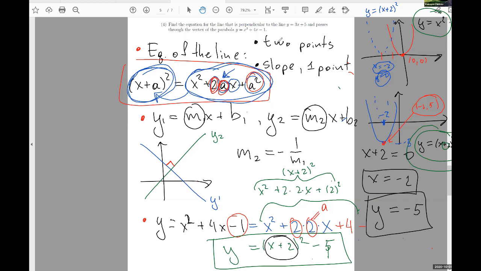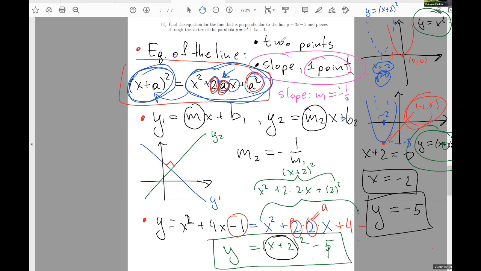To find the equation of the line, I need to find the slope and a point, or 2 points. The line that I want to find, I know it's perpendicular to this line. So can you tell me what your slope is equal to? -1/3. Yeah. And I need to have 1 point. But I know that this line goes through the vertex of the parabola. Can you tell me the coordinates of your point? Yeah, this is exactly the vertex that we found.